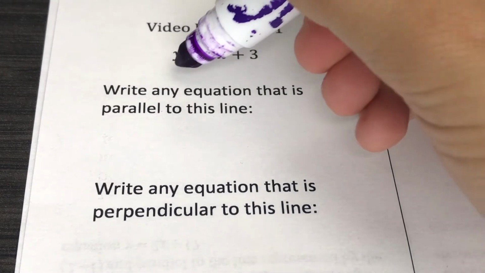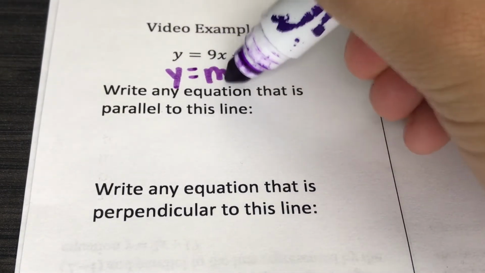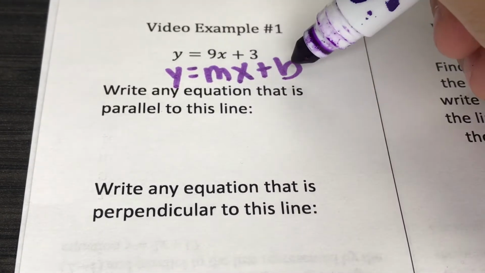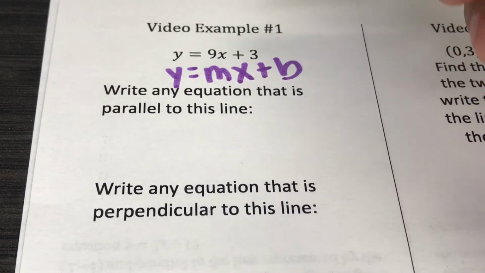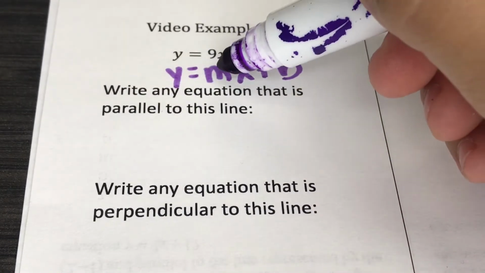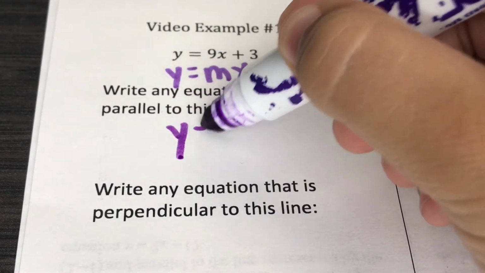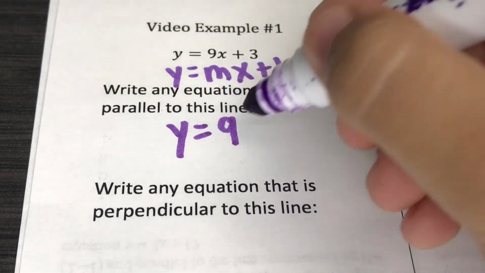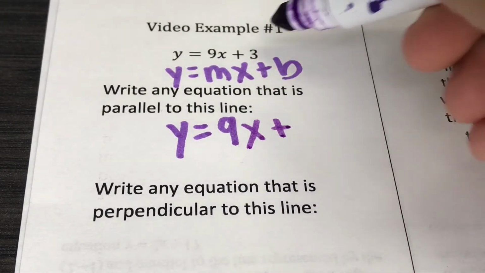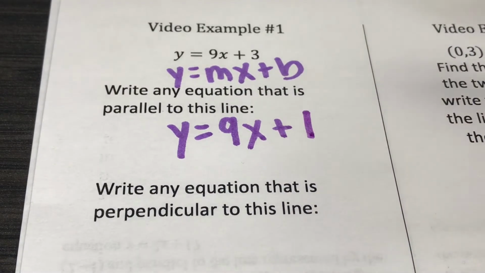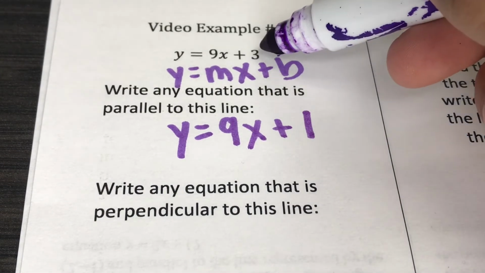Our equation is already in y equals mx plus b form, where remember m is your slope and b is your y-intercept. So if a parallel line has the same slope as this line above, we know this line's slope is also 9x plus. Now if we wrote 3 as the y-intercept, it would be the same line. We want a parallel line, so we can pick any other number that's not 3. Let's pick 1. This line is parallel to the line above.